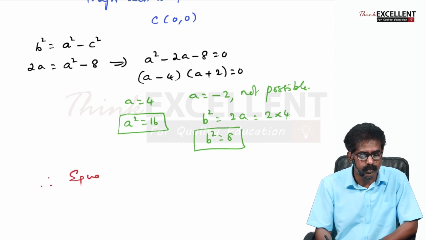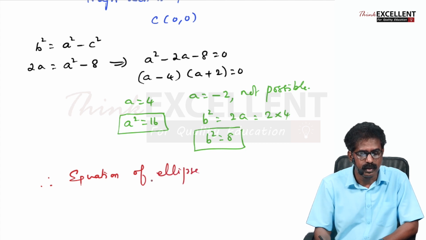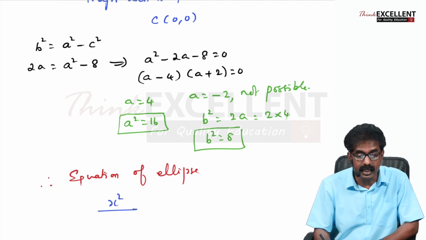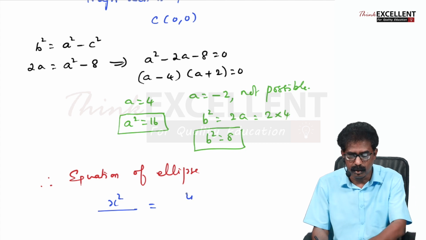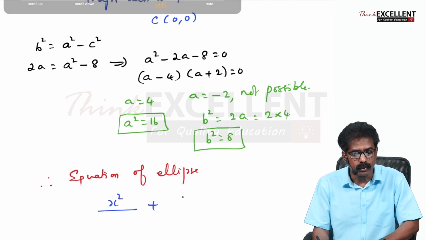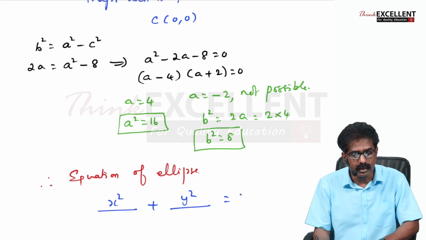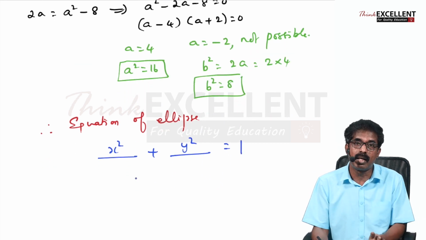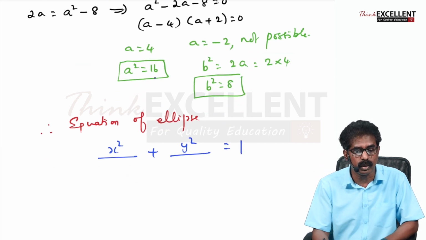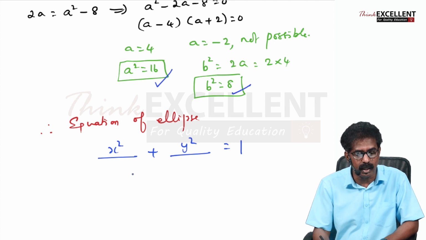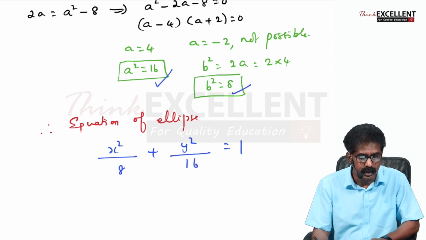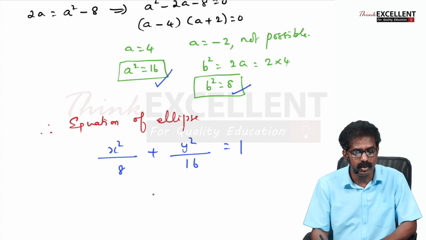Therefore, the equation of the ellipse is, what answer do you write? X square by, the center is 0, 0 only, so no h, k here, both 0. X square by plus y square by equal to 1. This is of the second type, so smaller, greater. So A square, B square, one is 16, another one is 8. The smaller one is 8 and the greater one is 16. So x square by 8 plus y square by 16 is equal to 1.